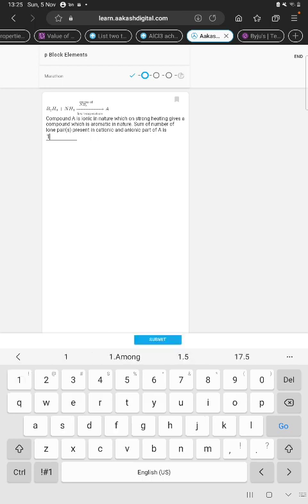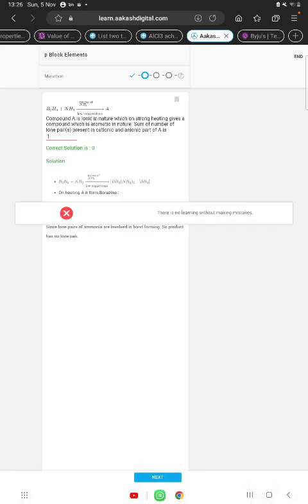Since lone pair of ammonia are involved in bond formation, so product has no lone pair electron. Sir, how difficult this question is.